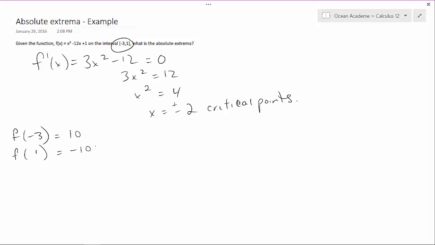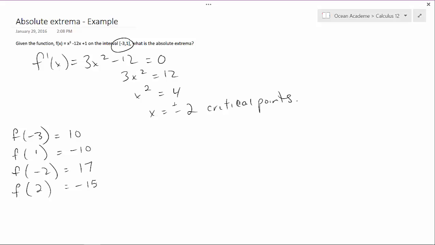Now let's move to our critical points. If we plug in minus 2, we get a value of 17. And if we plug in 2, we get a value of minus 15. So what is this telling us?